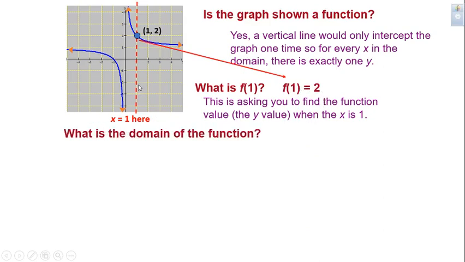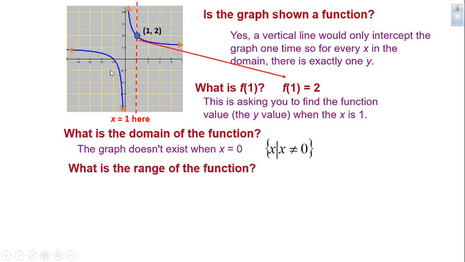What is the domain of the function? If you notice, all the x values are used except for 0 here. We do not get a value when we try to plug in 0. There's no corresponding point on the graph that corresponds to 0. So therefore, the domain is everything except for 0.